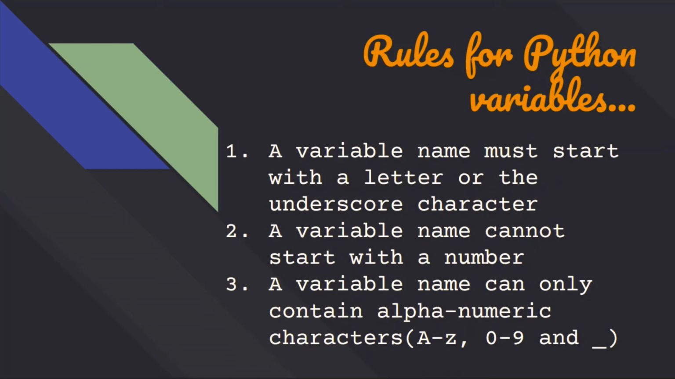Before getting started with variables, we should know some rules that are associated with them. Rule number one says a variable name must start with a letter or the underscore character. Number two says a variable name cannot start with a number. You can't start a variable name with a number. The last one: a variable name can only contain alphanumeric characters. Now what are alphanumeric characters? The characters ranging from A to Z and 0 to 9 and the underscore character itself.